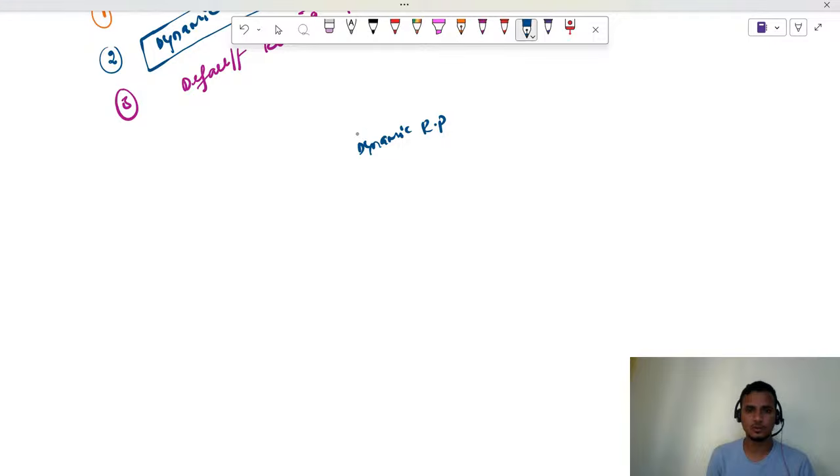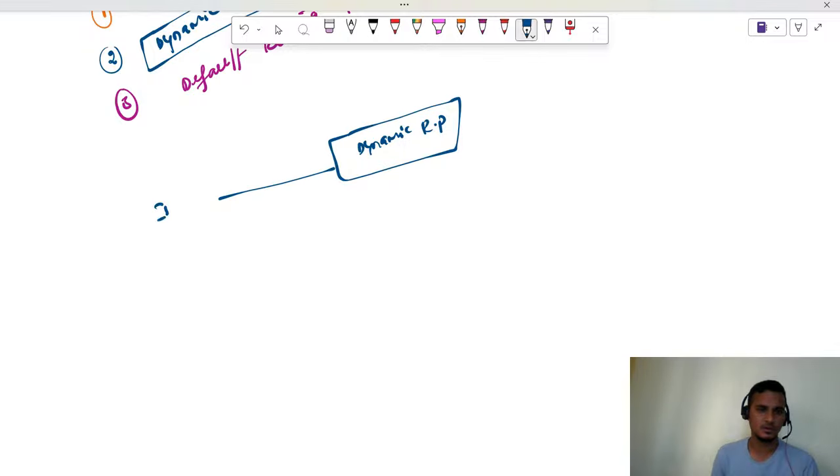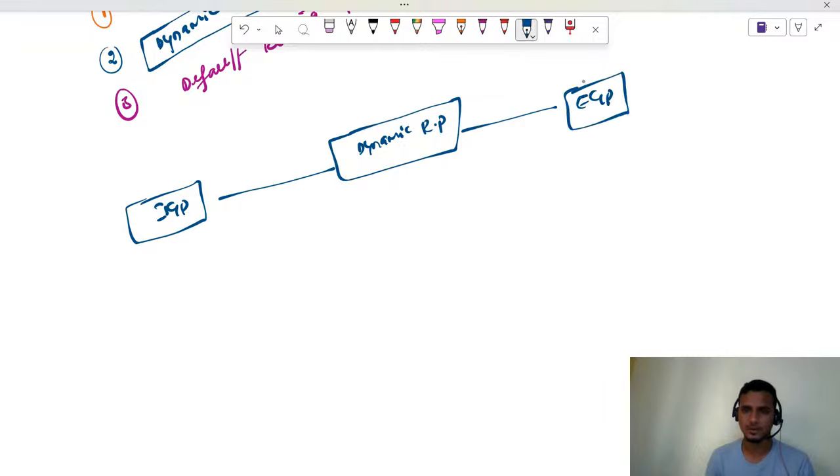See, dynamic routing protocol. In dynamic routing protocol, it was classified into two types. One is IGP, interior gateway routing protocol. The other one is EGP, exterior gateway routing protocol. So we have two types. It was segregated.